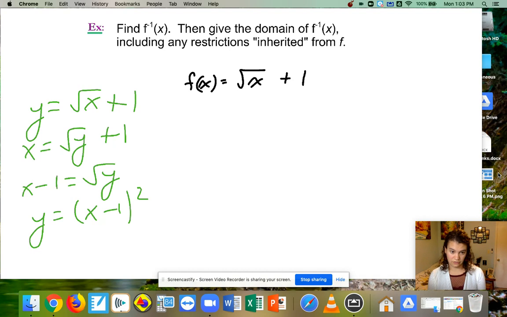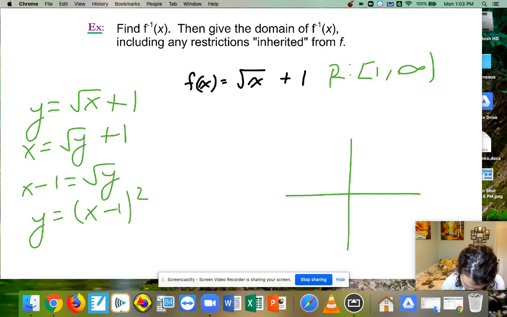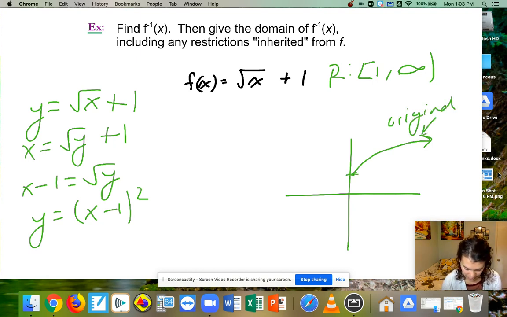All right, so now to figure out the domain. This is going to come from the range of the original. So if you look at the original, this range is going to be 1 to infinity. And you can find that just by looking at the graph. So if I sketch the graph over here, it's going to start at 1 and go like this. So this is your original. So we start here at 1 and then you go up for your range.